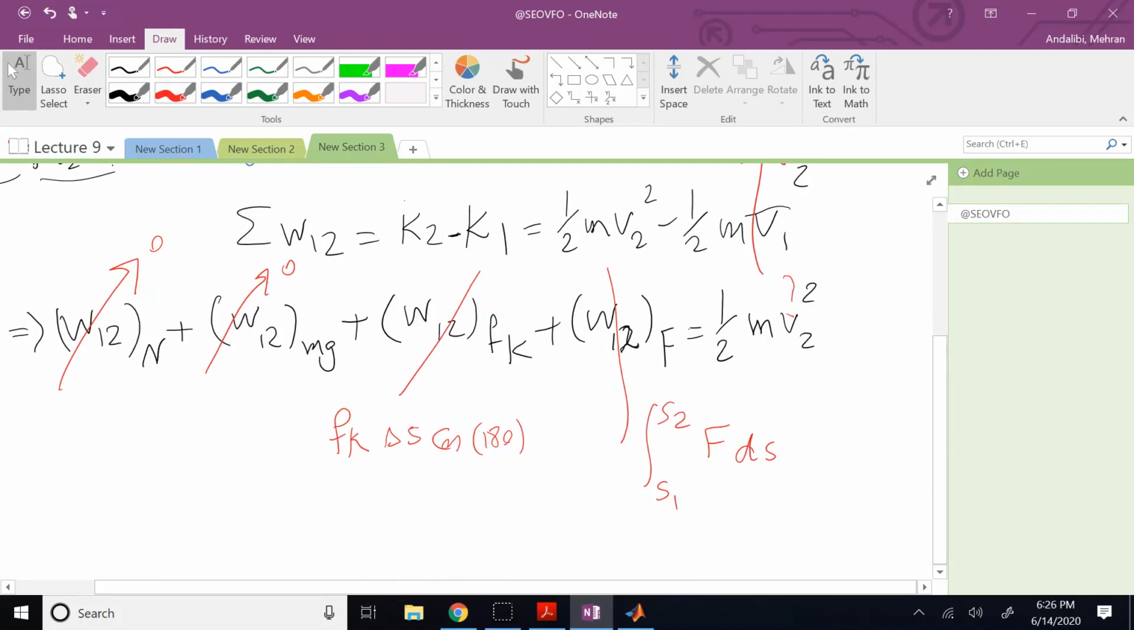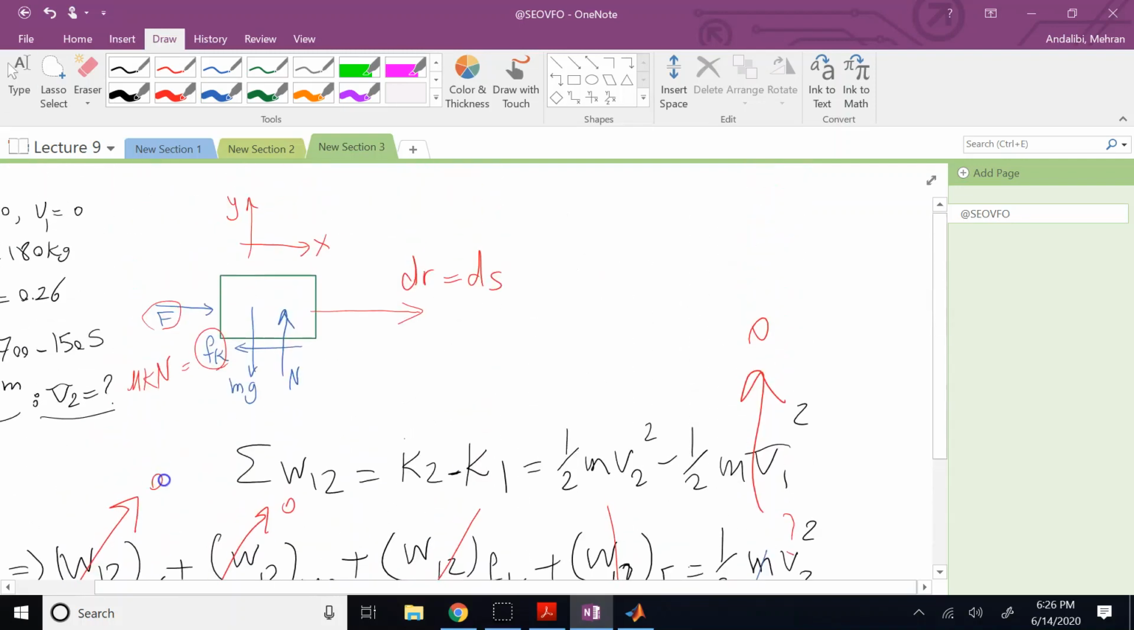Okay, so now I guess I have everything. Why? Because I know my m, this is 180. I know my delta S is 1 meter. I know this is -1. This guy is mu k times n. Now the only thing is I have to calculate n.